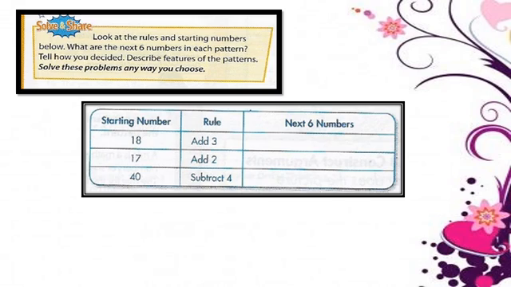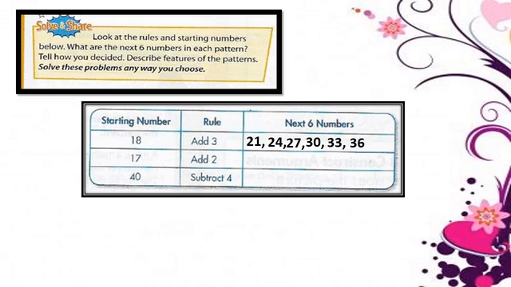So let's start from the number 18. The rule states that you have to add 3. So 18 plus 3 is 21. Again, 21 plus 3 equals 24. Then add again 3 to 24, it equals 27. Then 27 plus 3 is 30. Then 30 plus 3 is 33. And then 33 plus 3 equals 36. Now the first number is already completed.